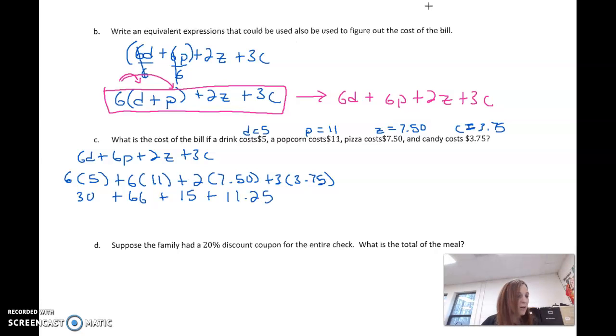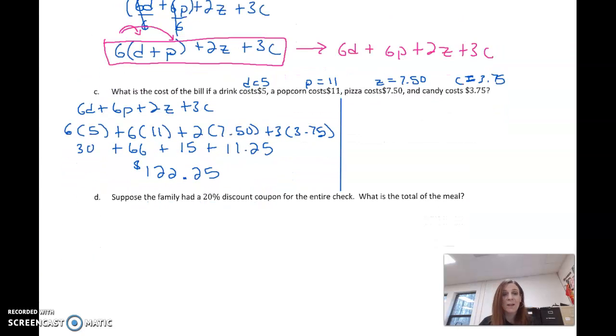And I will tell you, if you grab a calculator and add all of this up, it comes out to be $122.25, which I'd like to say is really expensive, but, oh, it is. It's pretty expensive to go to a movie, unfortunately. All right, I'm going to show you real quick, what if we tried this other one?